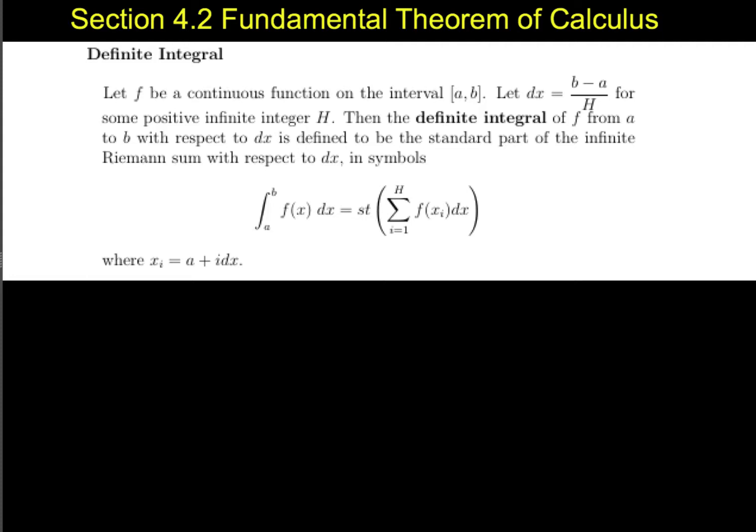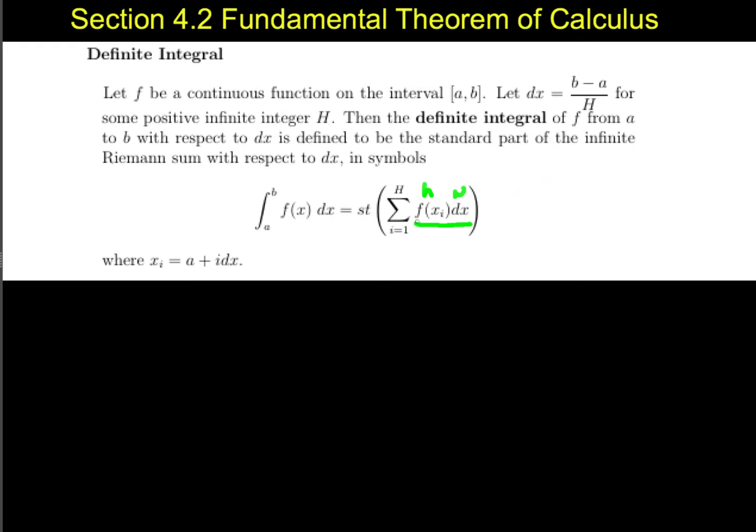In the previous section, we defined the definite integral. And if you recall, the definite integral from a to b of f of x dx was the standard part of the sum of the area of a bunch of infinitesimal rectangles. So remember, f of x was the height of the rectangle and dx is the width. And these are infinitesimally small rectangles that fit under the curve. And we just add up those areas, and adding them up and taking the standard part, we said that that is the definite integral.